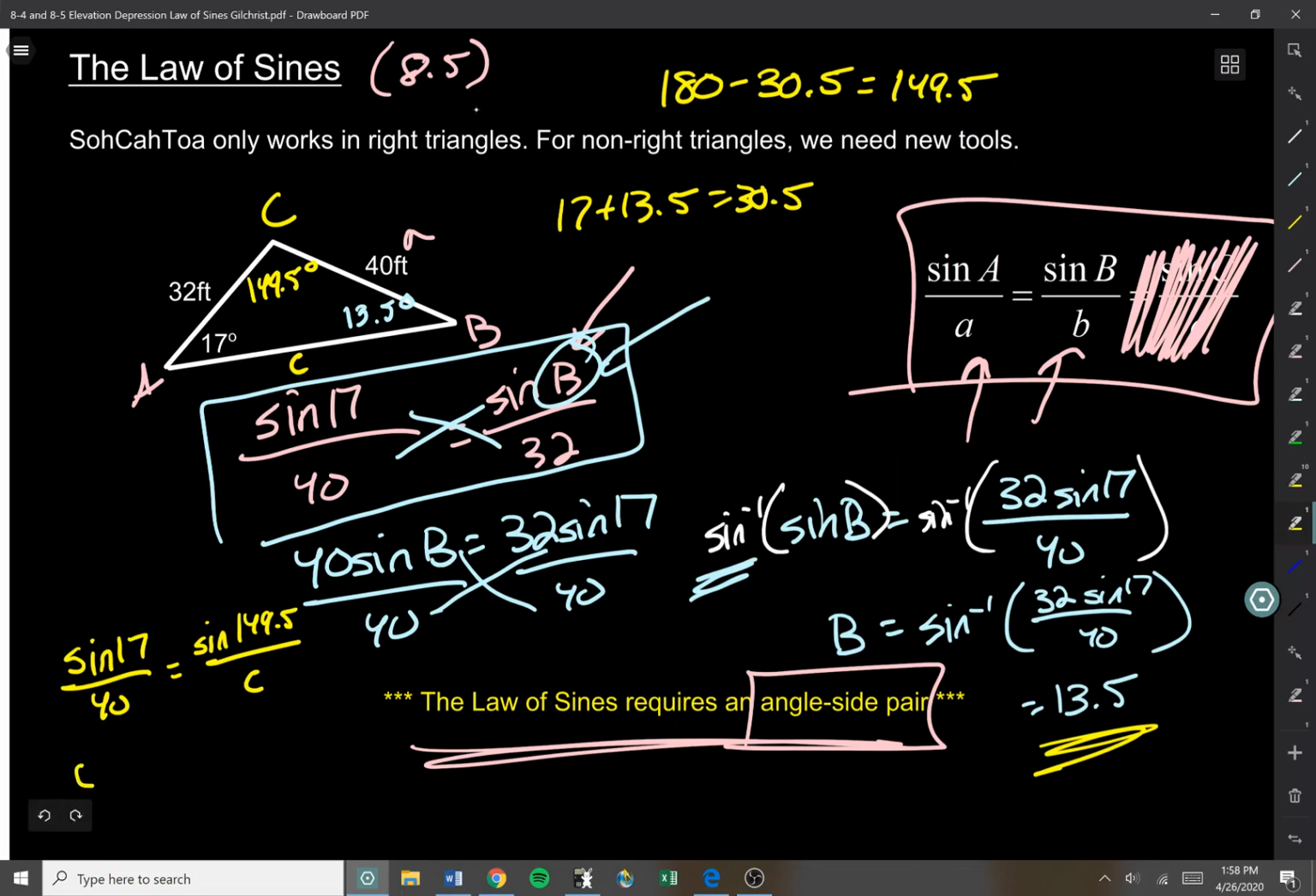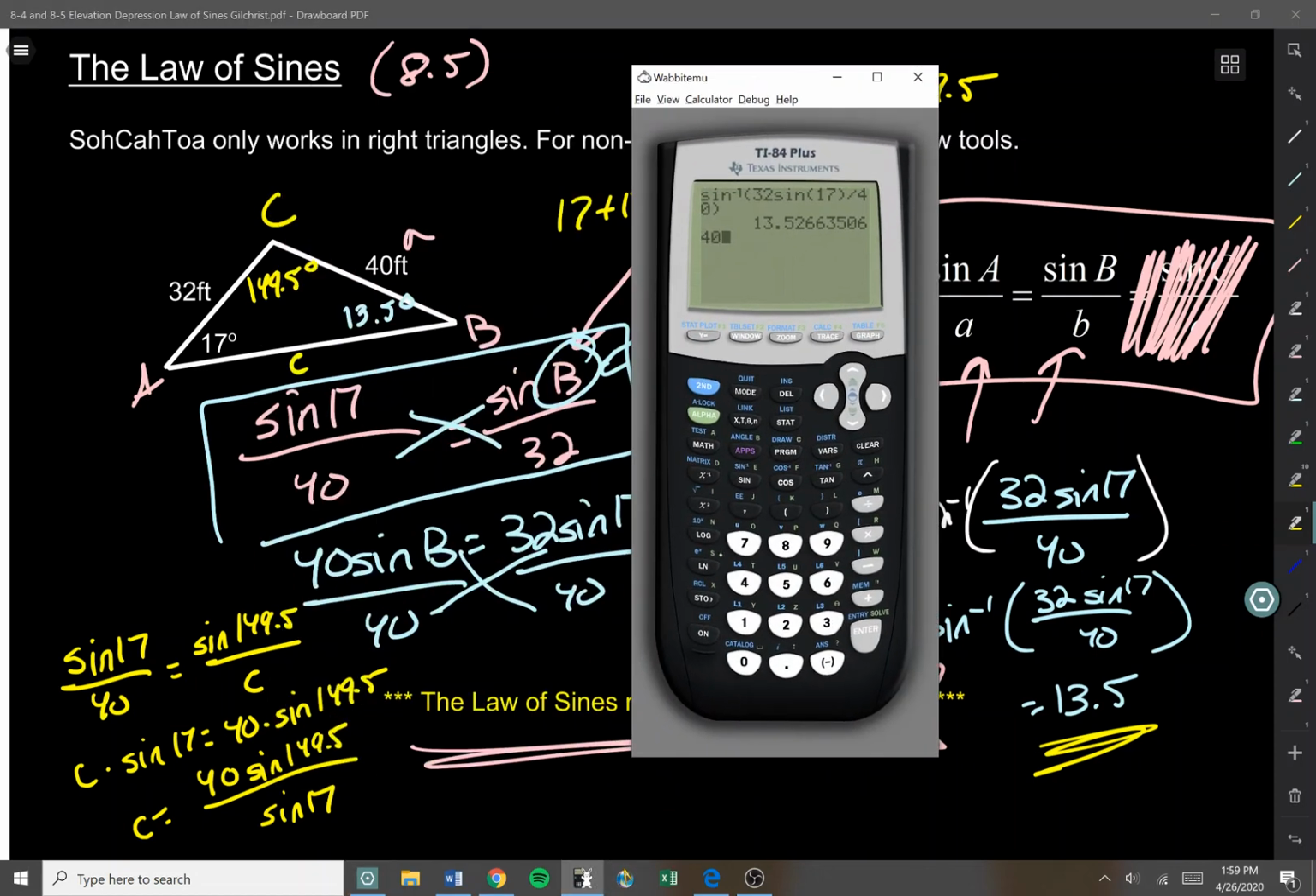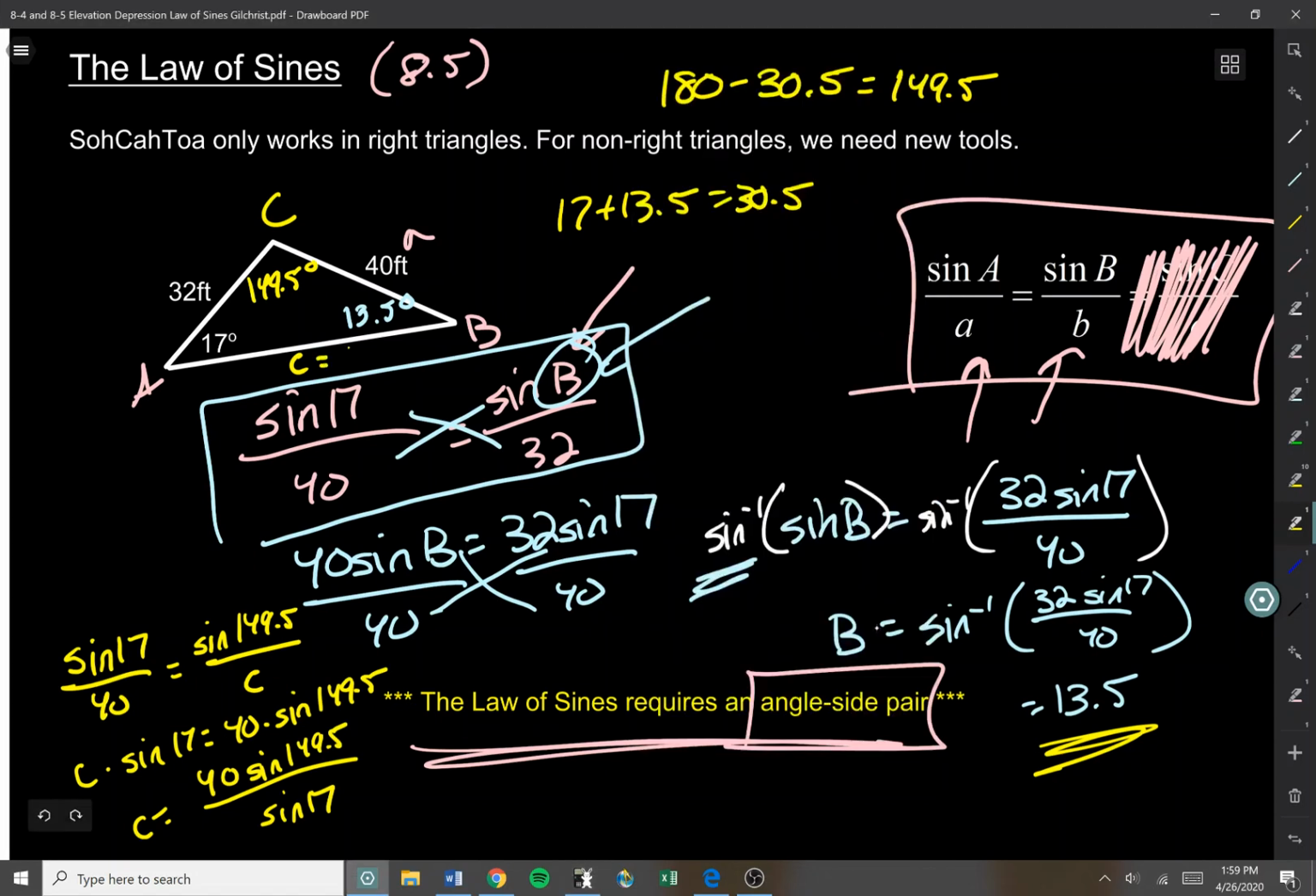Solve that for side C, so first I cross multiply. I divide both sides by sine 17. And I calculate. 40 times the sine of 149.5, close parenthesis, divided by the sine of 17, close parenthesis, 69.4. So this length C is 69.4 feet. So we just solved a non-right triangle given three things. As long as one of those things involves an angle side pair, you're set.